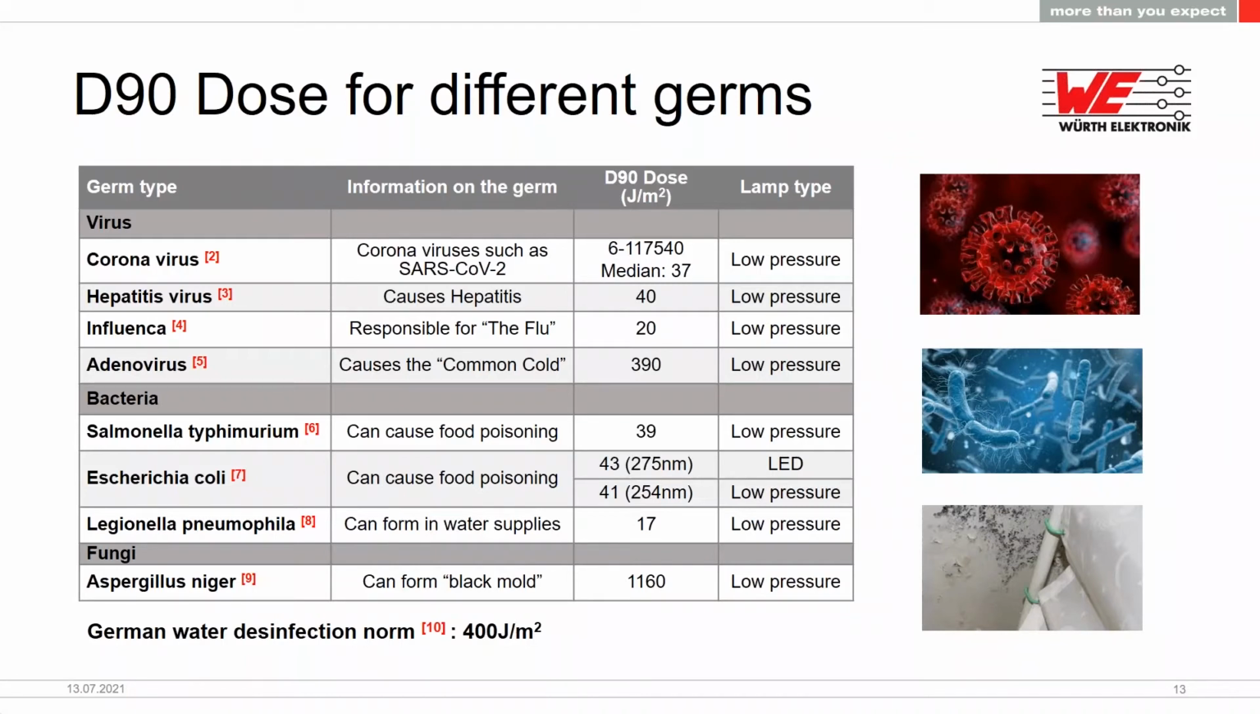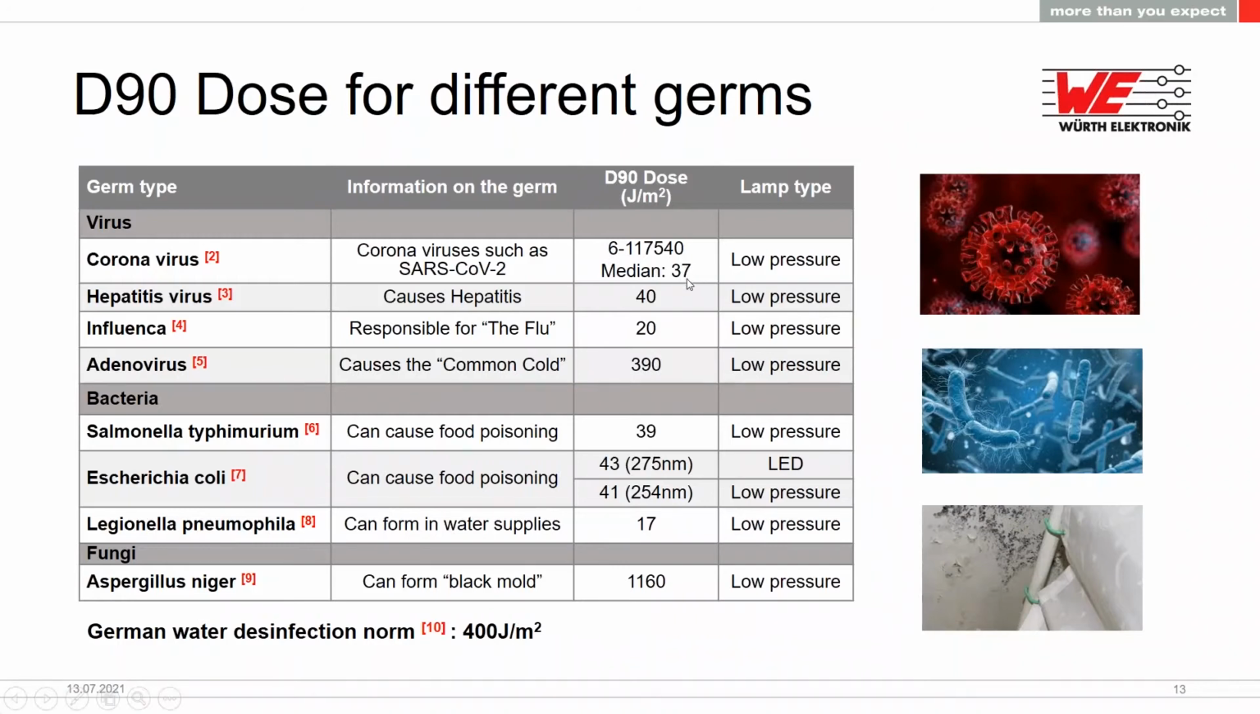And this is actually due to different experimental settings. So, for example, you can have some absorbance if you're having your viruses in water. Maybe your water is dirty, and everything can influence the value that you actually receive in the end for the D90 dose. So also for application, it is quite important to notice that the D90 dose might not be a fixed value, but depends on your specific application.